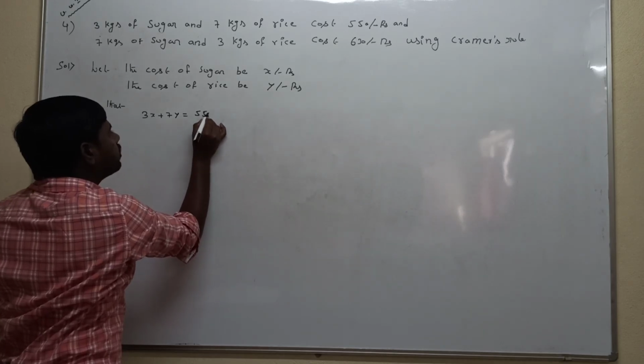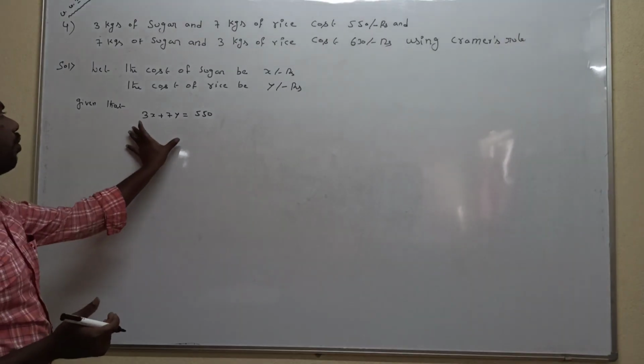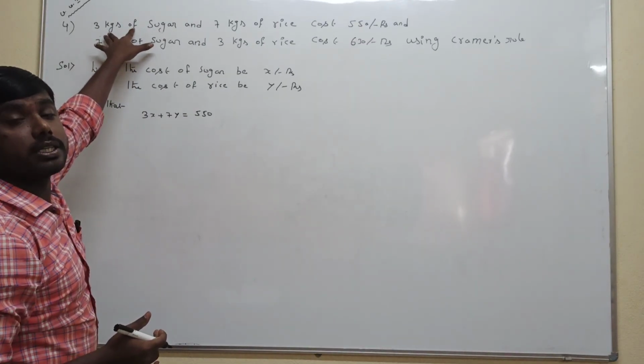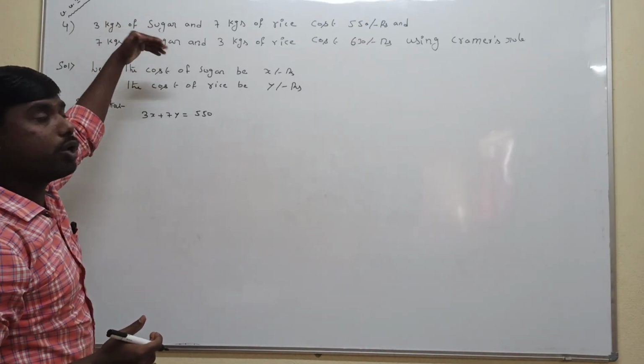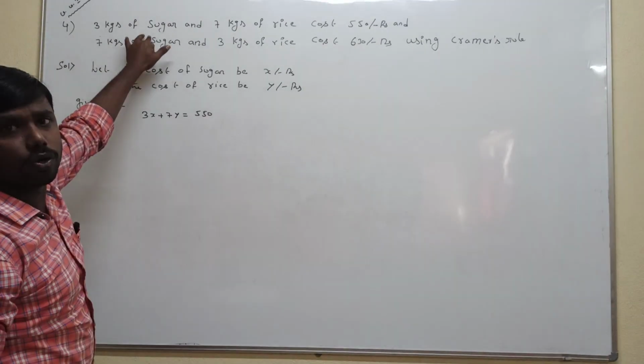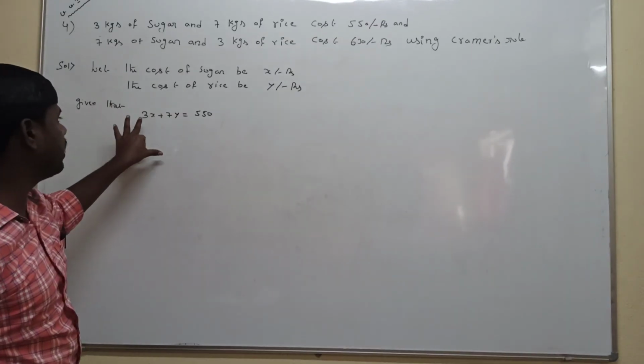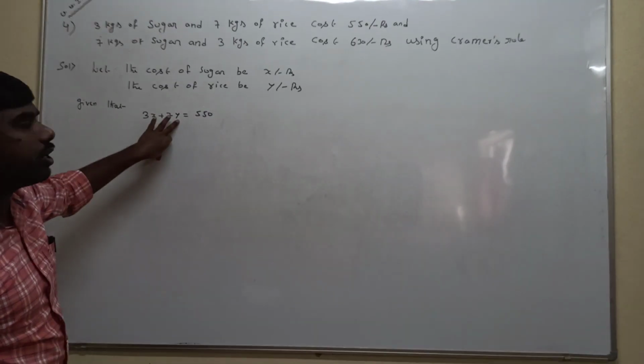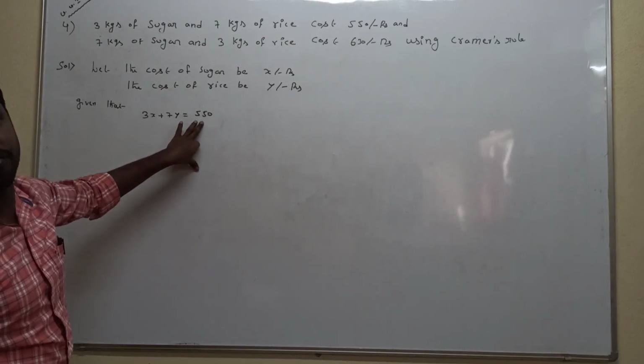550 rupees. So did you all understand how this equation came? They gave 3 kgs of sugar, which means 3 into the cost of 1 kg of sugar. We don't know it, that's why we are assuming x. That's why 3 kgs of sugar plus 7 kgs of rice, the total amount they gave is 550 rupees.